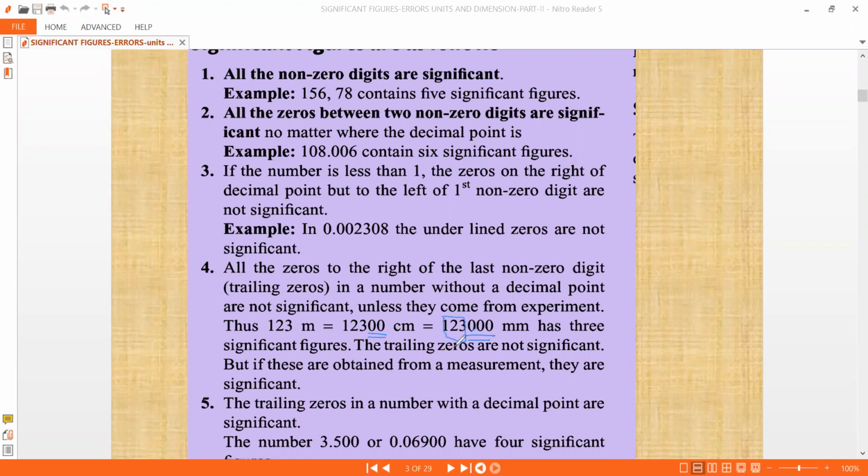These zeros without a decimal point are not significant. Only 1, 2, 3 are significant. To avoid this confusion, we use scientific notation. These 3 contain only 3 significant figures. The trailing zeros are not significant. But if these zeros are obtained from the measurement, then they are significant. Otherwise, they are not significant. Now, let us move on to the next part.